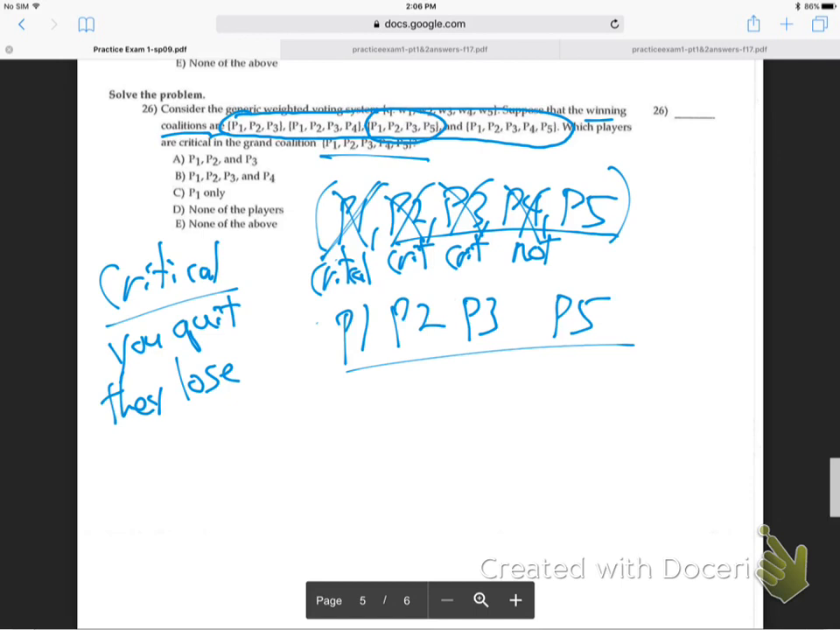That makes sense? And how about finally P5? If P5 drops off, then you would just have P1 through P4 left behind. Is that a winning team? Yeah, there it is. It's still a winner. So P5 is not critical. He drops off, they don't lose. They're still going to win without him. So they don't have to have him. He's not critical. See how I determined that? The only critical ones then are P1, P2, and P3. So it's option A.